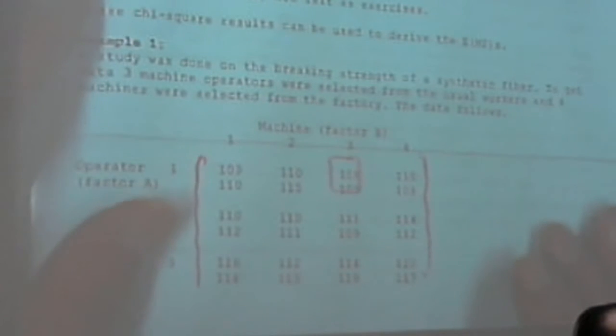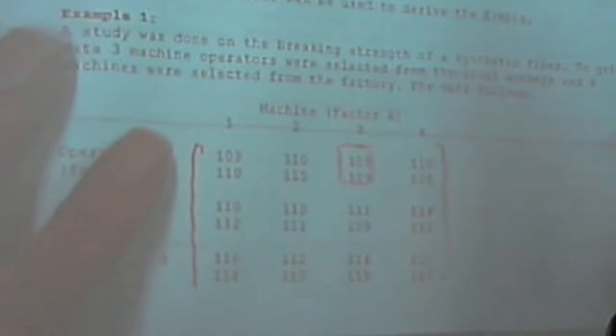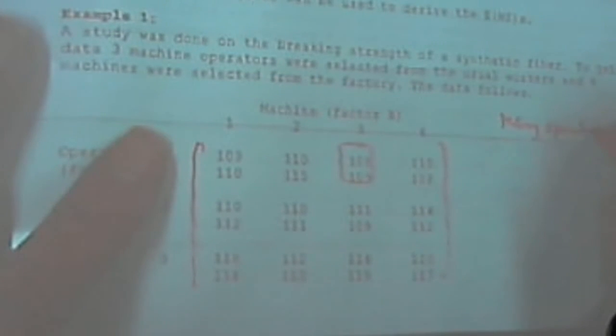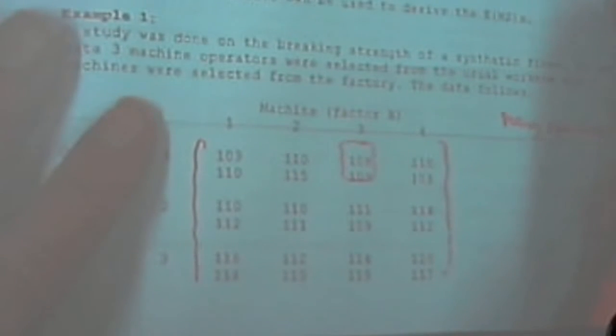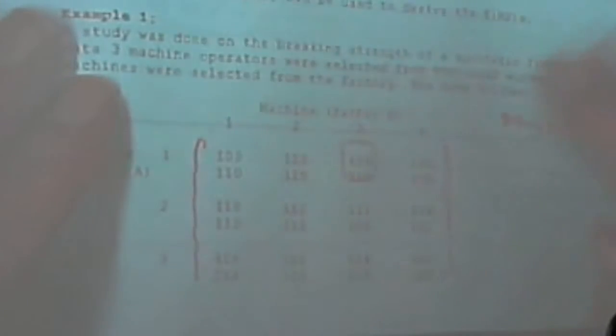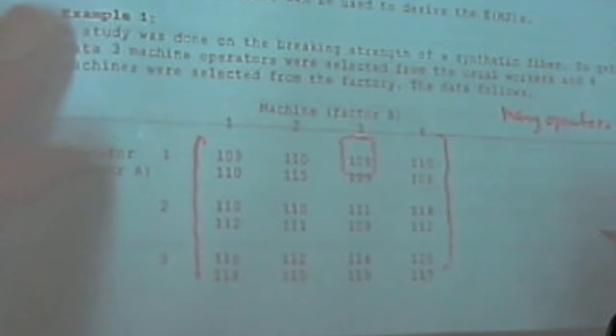Now, why is this a random effects kind of model? Well, there are many operators. I don't say how many. It could be a dozen, it could be 50, whatever. But there's a fairly large group of operators. I don't want to know an answer for the particular operators. I want to know an answer about operators generally. So I select 3 operators at random to use in the data.